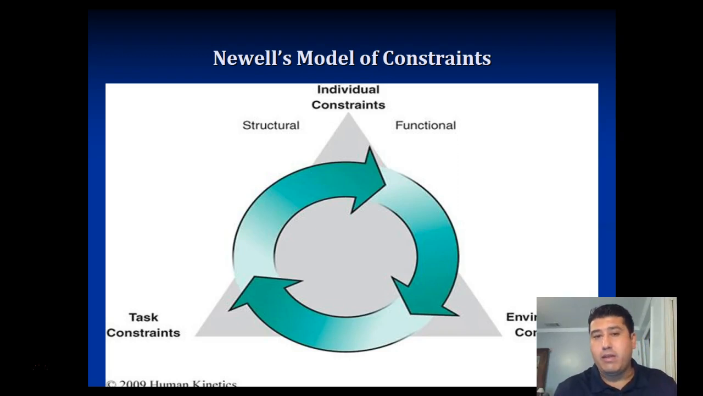Okay. Now, within the individual constraints, there are two parts. One of them is structural, which is in reference to our body, how our body has developed in order to either allow or permit particular movement. Are the bones strong enough to hold us up when we're trying to stand? Are our muscles strong enough to move the bones in a coordinated pattern? So that's structural. Functional is our attitude towards that movement.